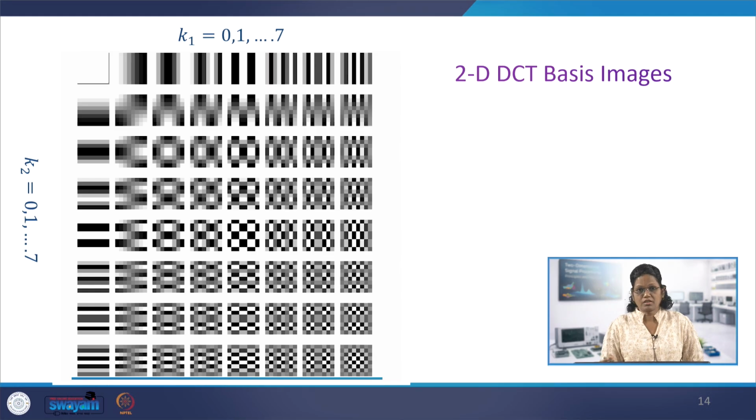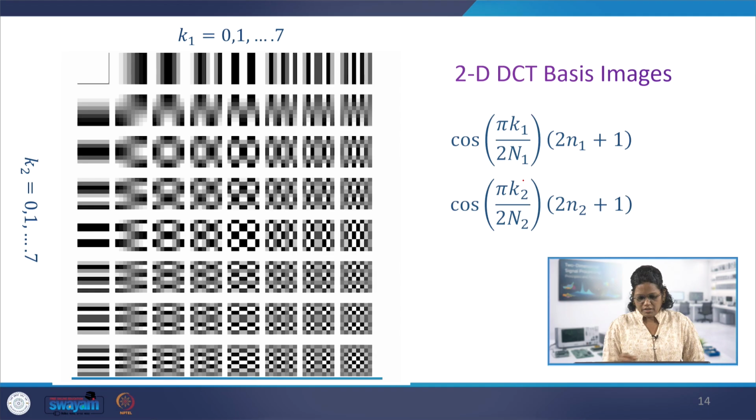Let us see the DCT basis images, where you can see this k1. We get this plot through the basis functions cos of pi k1 (2n1 plus 1), or cos of pi k2 (2n2 plus 1). So we fix n1 and n2 as we have done, and vary k1 in this direction from 0 to 7, and k2 in this direction from 0 to 7. Here k1 is 0 and k2 is 0, so this is the plot, and here k1 is 1 and k2 is 0.